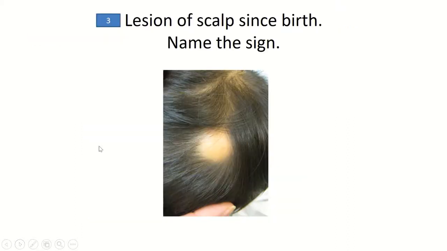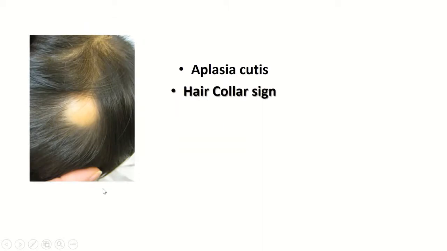Question 3. Lesion of scalp since birth, name the sign. This figure displays a ring of coarse hair surrounding a scalp lesion, commonly a nodule, that means hair collar sign. Another clue in this question is since birth, that means this condition is probably congenital. Hair collar sign is seen in conditions as a marker for ectopic neural tissue and aplasia cutis, in fact membranous aplasia cutis.